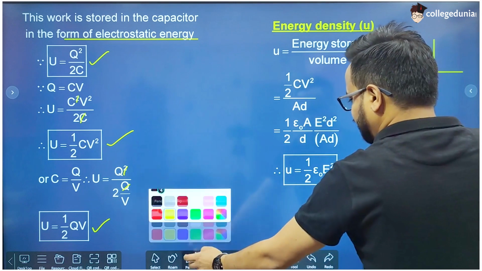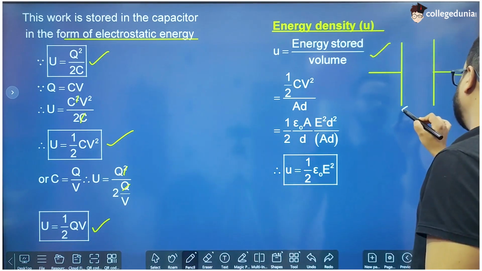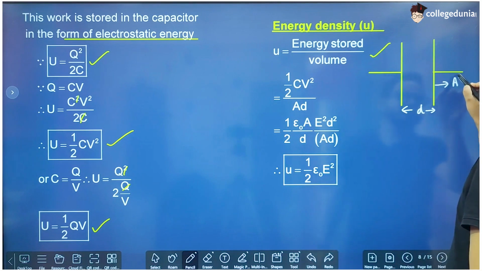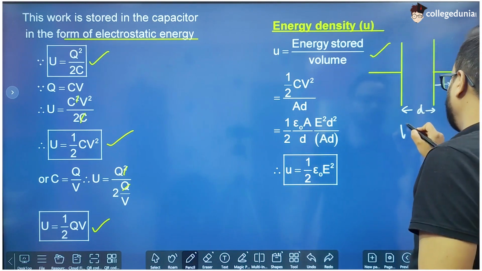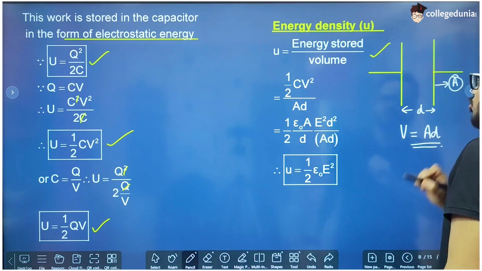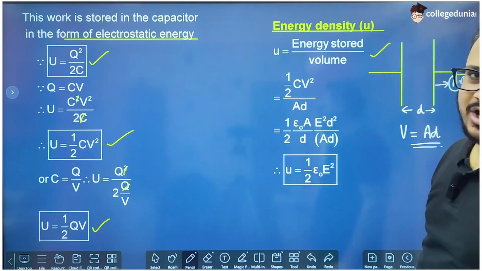And the distance between the plates of the capacitor is D, and the area of each plate of the capacitor is A. Then the volume of the capacitor is obviously A into D, right? So energy stored per unit volume is called energy density.